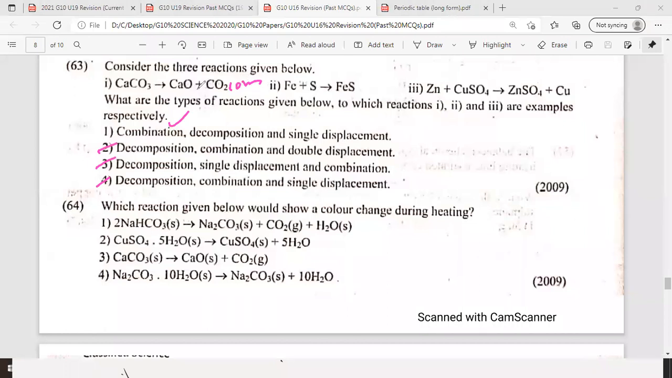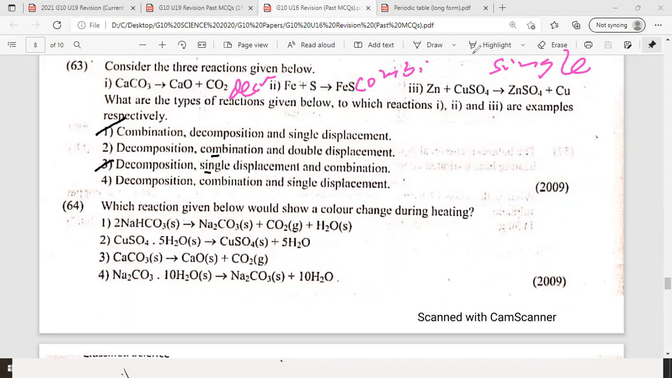Sorry, this is the other one. Decomposition. Sorry, I made a mistake. Wait. This is decomposition. Second one is combination. Sorry about that. This is combination. This is decomposition. This is single displacement. Combination will be the second one. So the first one is decomposition, then you can omit the first one. Out of this, the second one is combination. Then you can remove the third also because of single displacement.